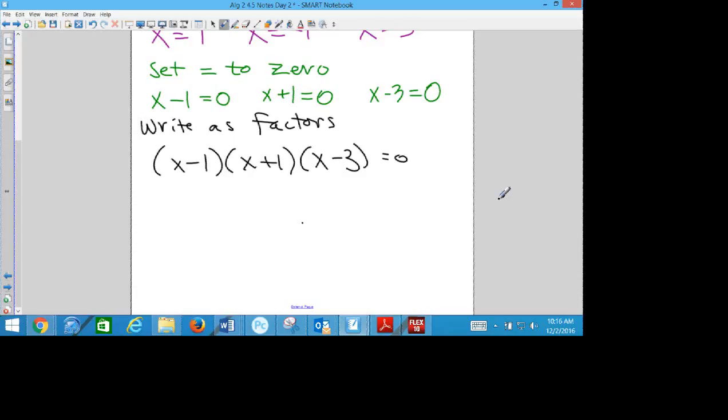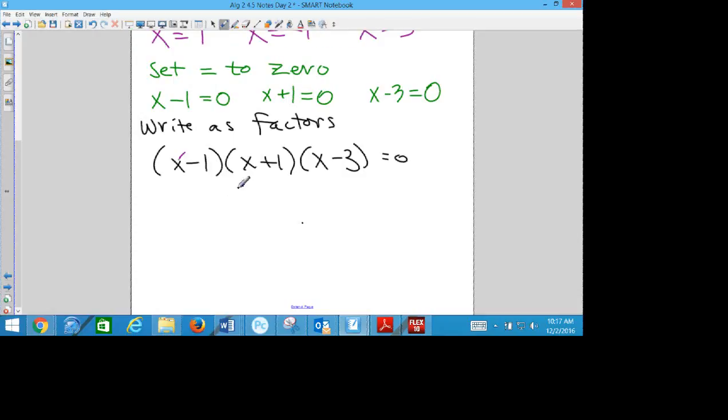So how many can we multiply at a time? 2. So you can choose whatever 2 you want. I'm going to choose the first 2 to multiply together. I'm going to stay organized with my like terms when I do this. It is best if you stay organized.